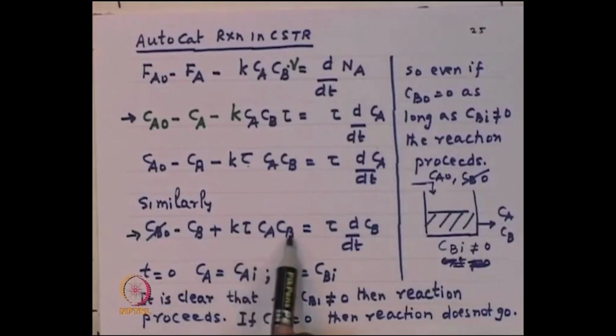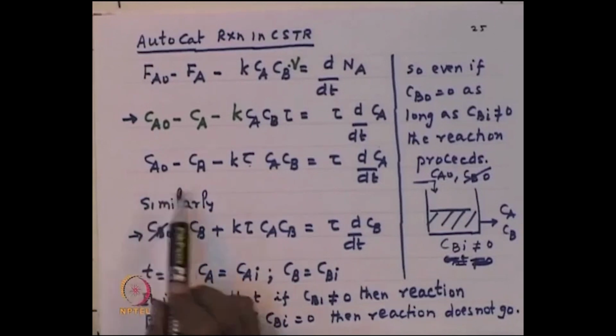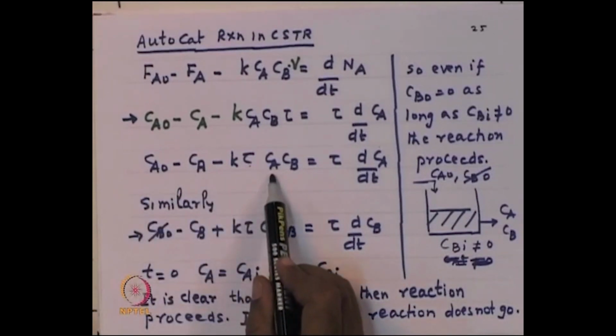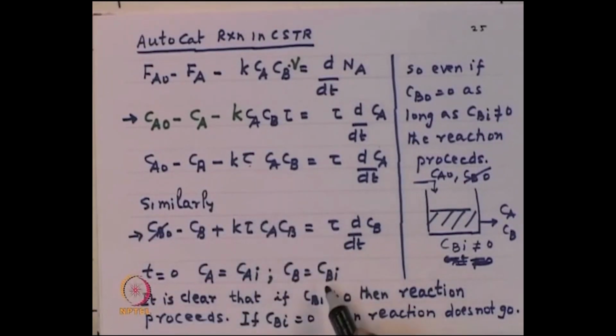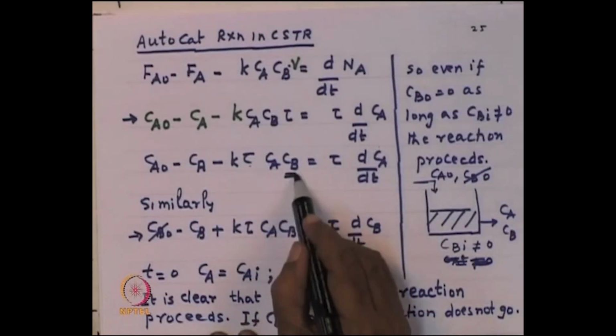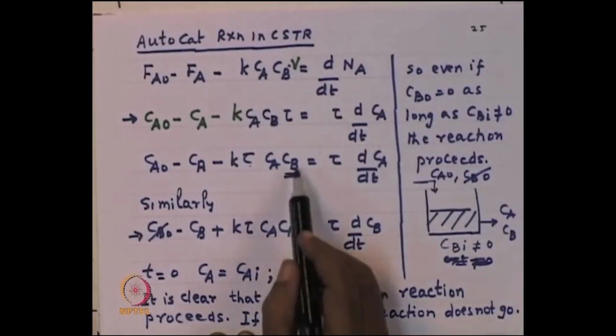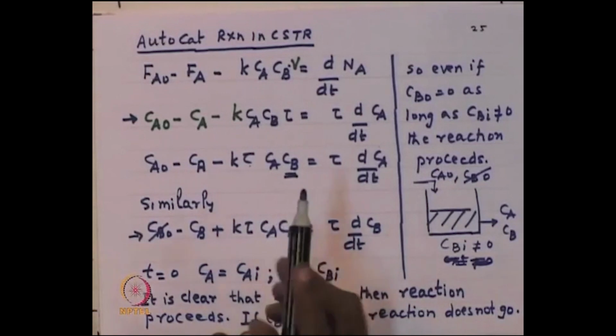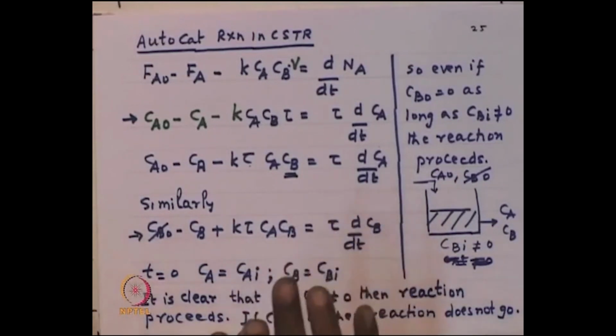Now, what happens to this function? Ca at time t equal to 0 is 0, therefore, reaction rate is 0. But Ca is coming in, therefore, after some time Ca would become non-zero. That means, if Cbi was finite, the reaction would start to take place once Ca starts coming into the process.